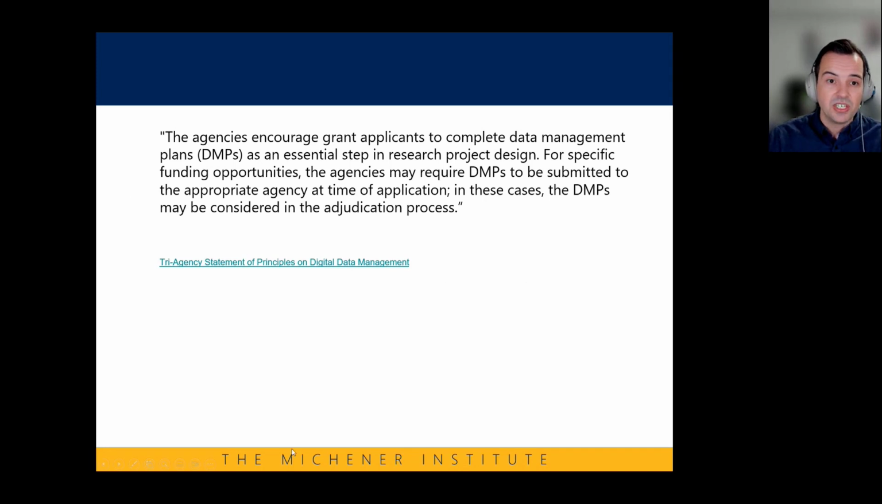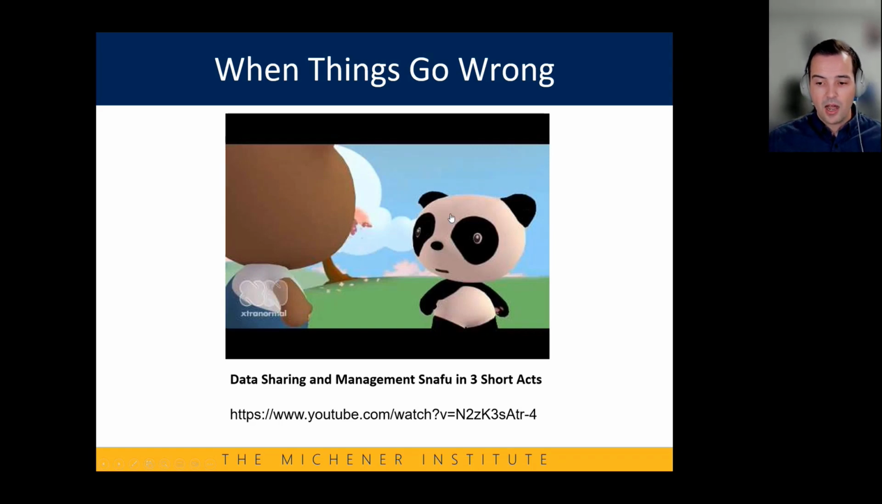The agencies encourage grant applicants to complete data management plans, or DMPs, I know a lot of acronyms, as an essential step in research project design. So this is an essential step. For specific funding opportunities, so not all funding opportunities, but very specific ones that they do list on their website, the agencies may require DMPs to be submitted to the appropriate agency at the time of application. In these cases, the DMPs may be considered in the adjudication process. So it's their statement on that.